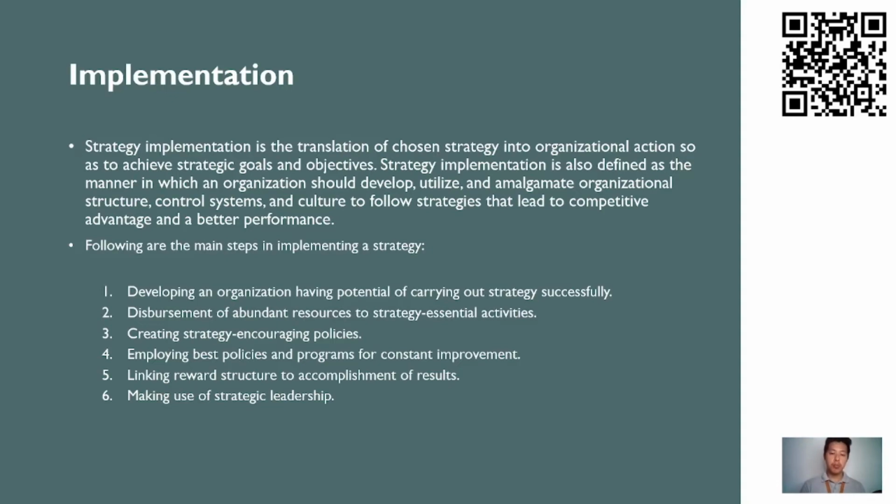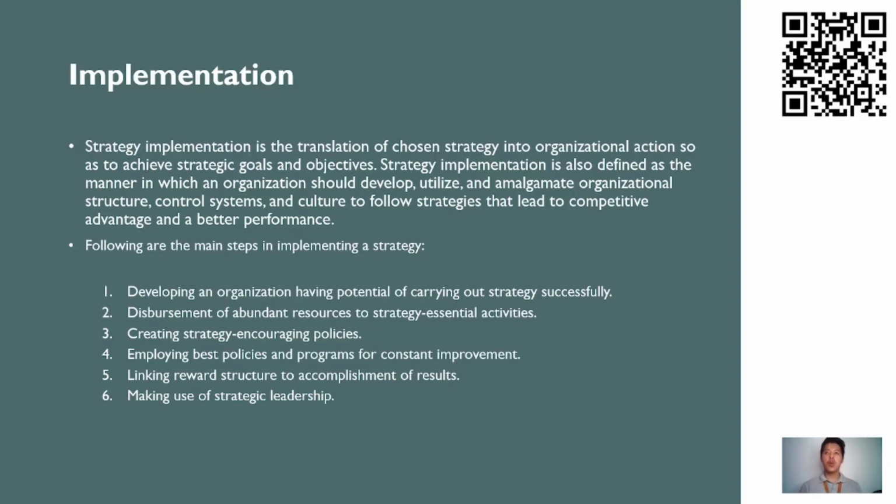Next is disbursement of abundant resources to strategy-essential activities. So you have to allocate resources well. Next is creating strategy-encouraging policies. Create a policy that enables the human resource to develop certain creative strategies. Next is employing best policies and programs for constant improvement. If there are good programs, you have to develop them more to perfect them.